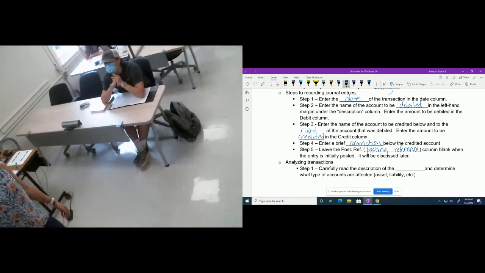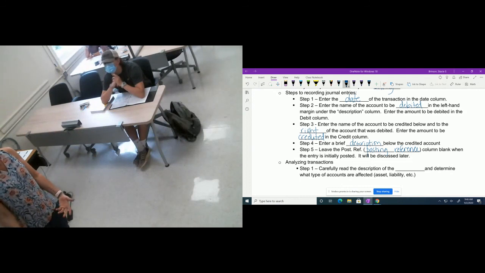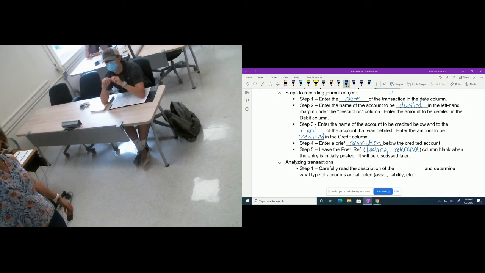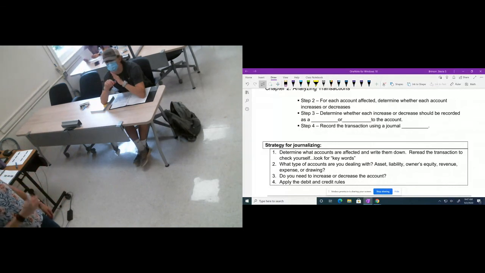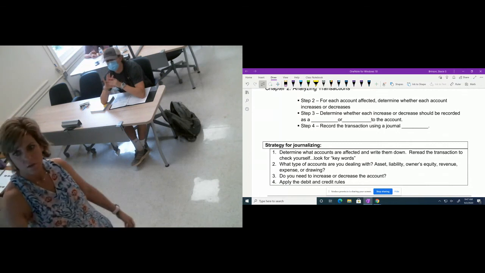Then the next thing you're going to do is say, okay, is this account increasing or decreasing? So you'll determine the type, and then you kind of identify specifically, okay, it's cash or whatever. Then for each one, you're going to say, okay, was my cash increasing? Was my cash decreasing? Put a little plus or minus by it. And then once you determine that, you can go to that chart and say, okay, well, since it's an asset and it's increasing, it'll be a debit.